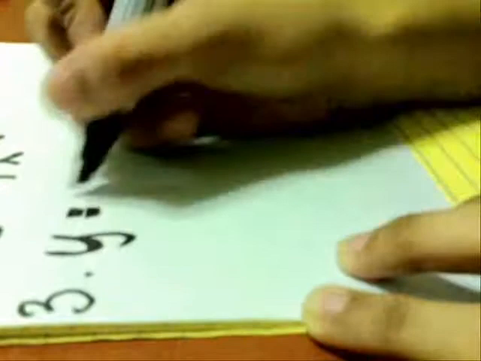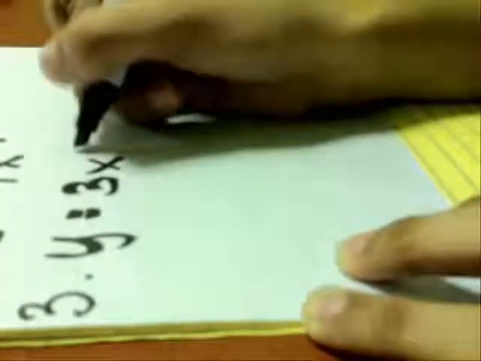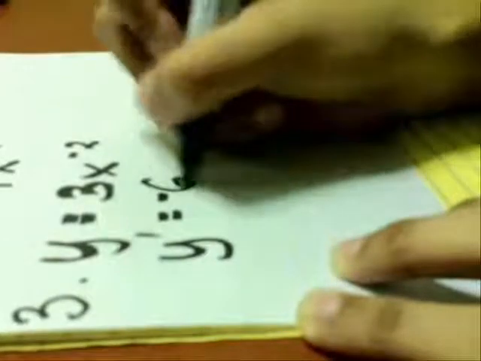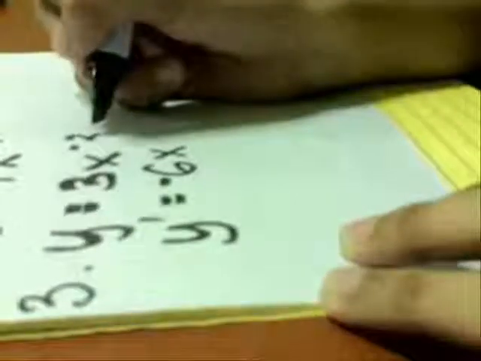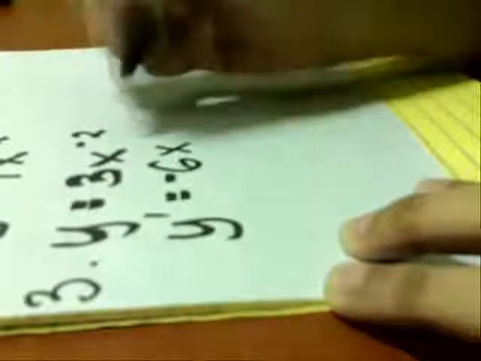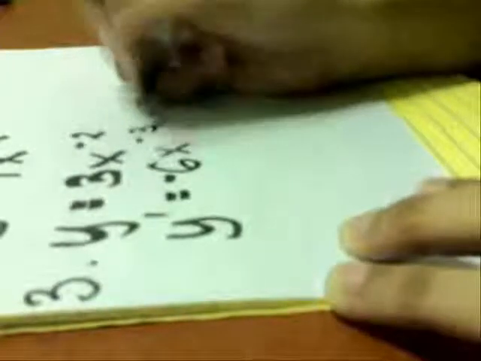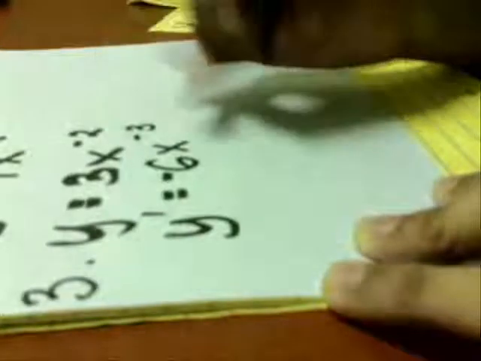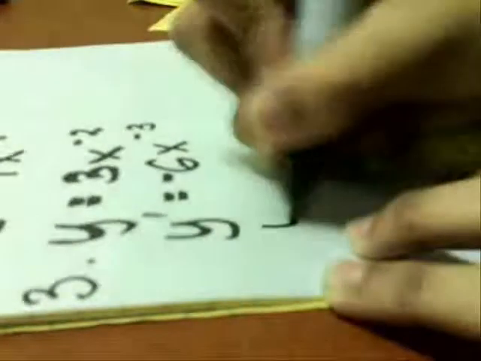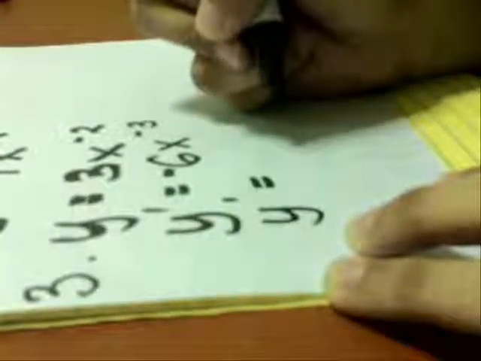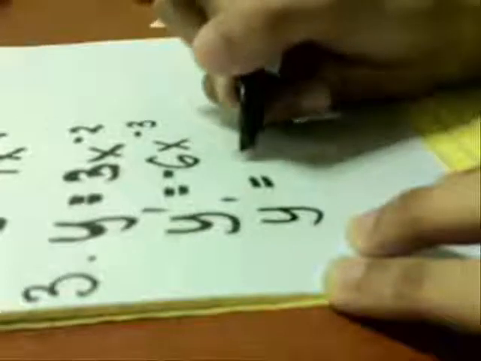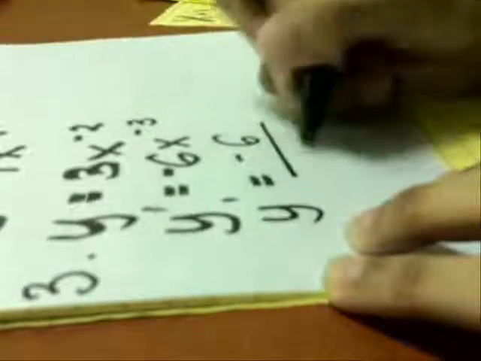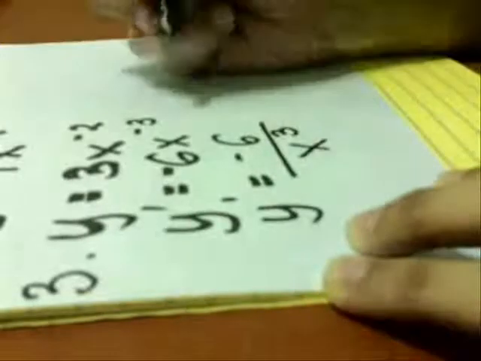Number 3. y is equal to 3x raised to negative 2. You will do the same thing. Negative 2 times 3 is equal to negative 6. Copy x. Subtract 1 from negative 2, so it will become negative 3. Since you cannot have a negative exponent, you will do this. You will bring down x raised to negative 3. So it will become negative 6 over x raised to 3.